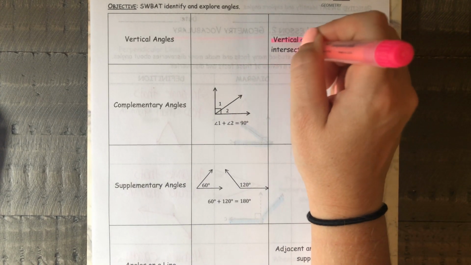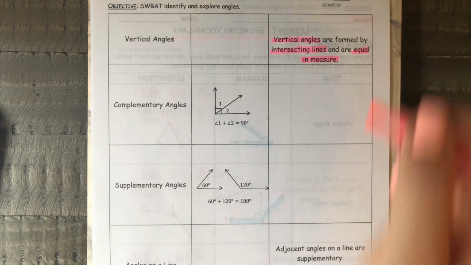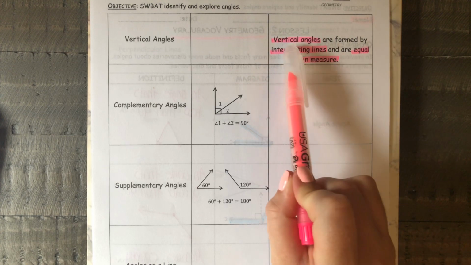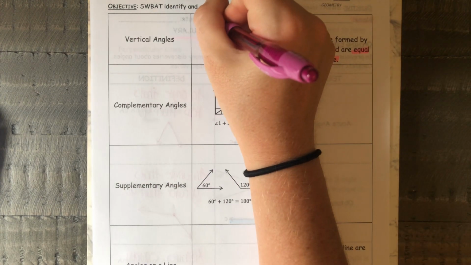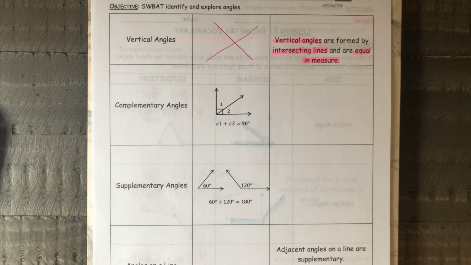It's formed by intersecting lines and it's equal in measure. All right, so now I'm going to go ahead and draw intersecting lines to form my vertical angles. Here's an example of intersecting lines. It's just two lines that cross. It almost looks like a street crossing, like right at a corner. That would be an example of intersecting lines in real life.